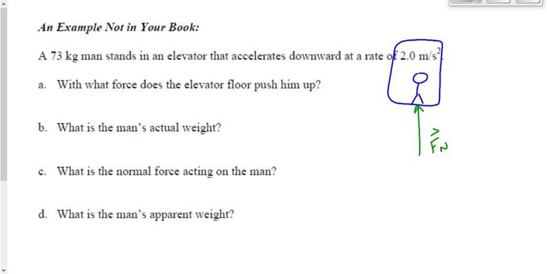Now, if we're analyzing the elevator itself and not the guy inside the elevator, then what would provide the normal force then? The cable. Yeah, the cable is pulling up on it then. Okay, that's not what we're doing though. We're analyzing the person inside. What's pushing upwards on the person? The floor of the elevator. What pushes upwards on the elevator? The cable. All right, we know that, what else we got here?